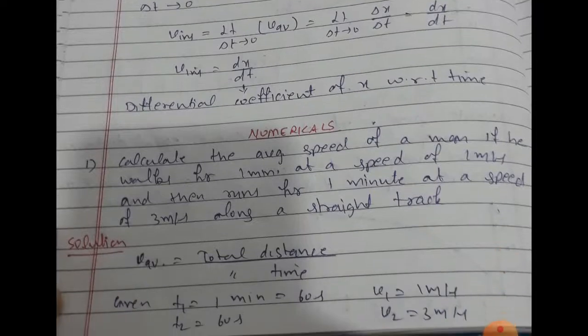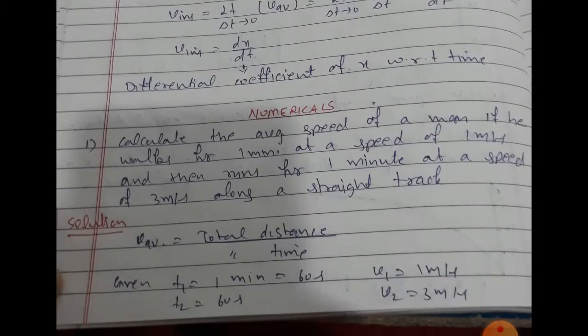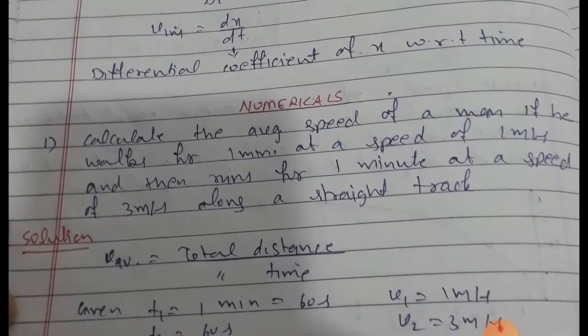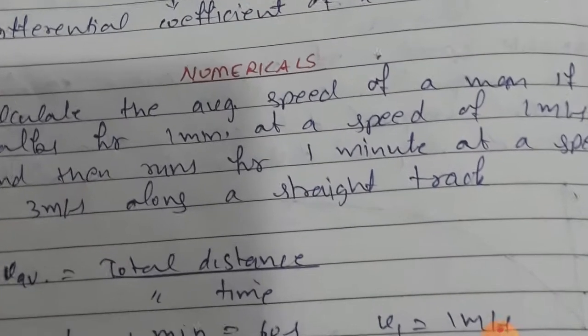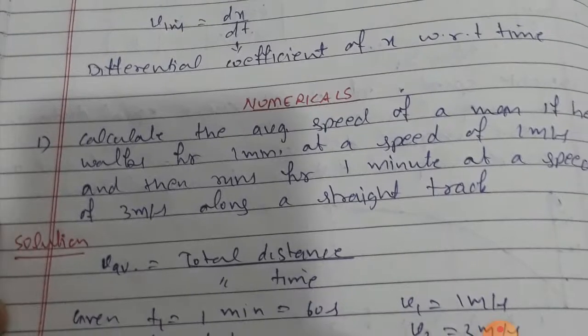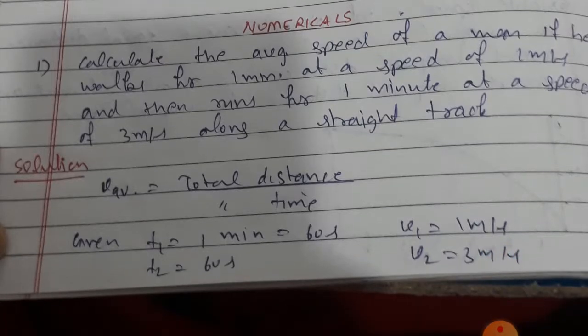Let us start with the numerical on the same topic. First numerical: calculate the average speed of a man if he walks for 1 minute at a speed of 1 meter per second and then runs for 1 minute at a speed of 3 meter per second along a straight track. Now as you can see, the object is moving with variable speed. First its speed is 1 meter per second and later it is 3 meter per second. Speed is variable, and that is why we are calculating the average speed of the man, and the formula for average speed we had seen: total distance upon total time.